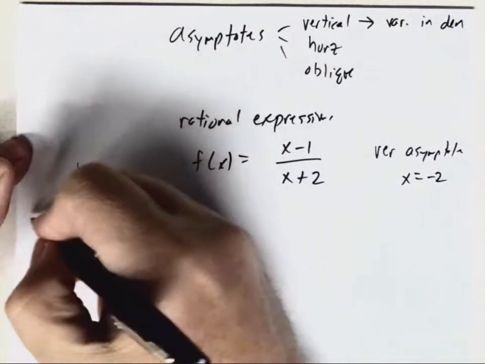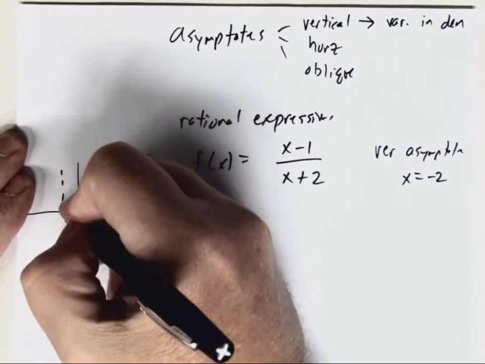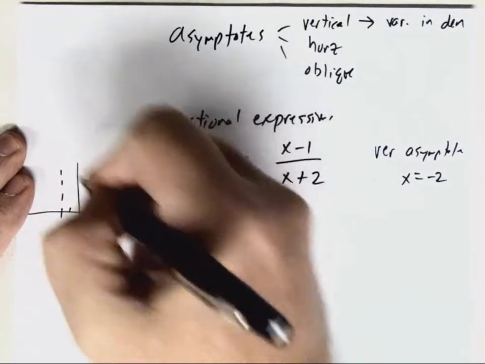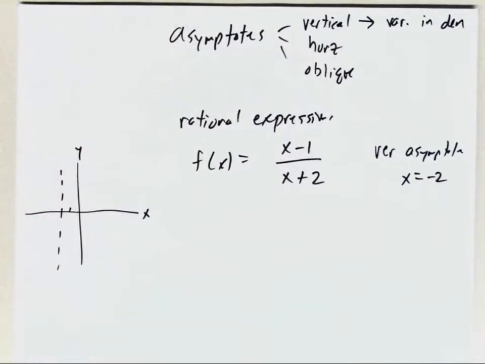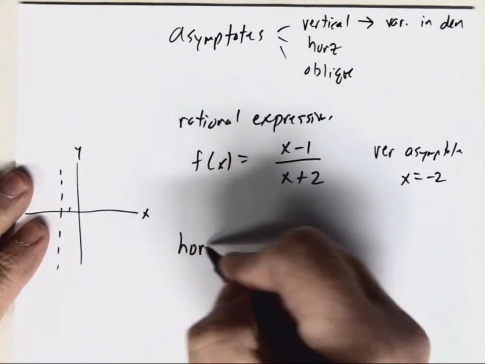Or if we were to try and graph this, I can right away draw in my asymptote. And that would help me if I tried to graph this thing. Vertical asymptotes, all right, not too bad. Let's talk about horizontal asymptotes.